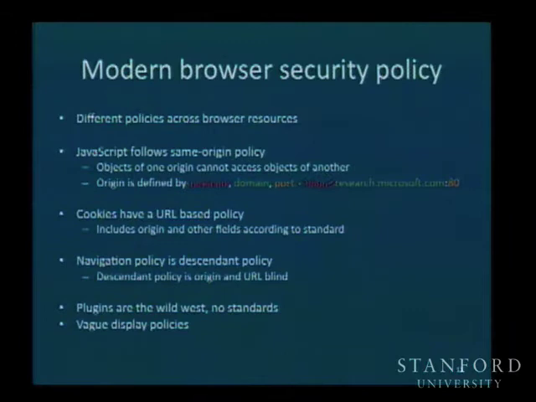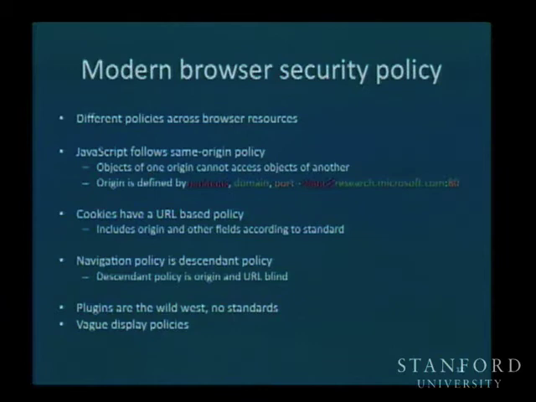I don't know if the colors are coming across. They kind of do. So we define HTTP as the protocol, research.microsoft.com as the domain, and the port is on the end there. It's port 80. The port is assumed in most cases, so it's still there. And this is the policy that governs basically all JavaScript execution.